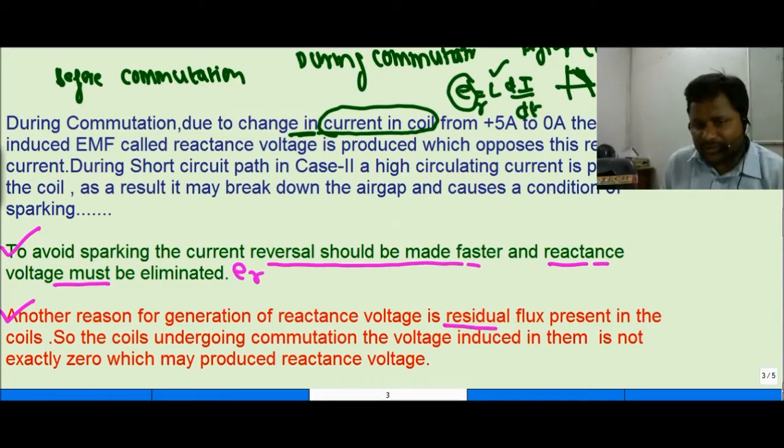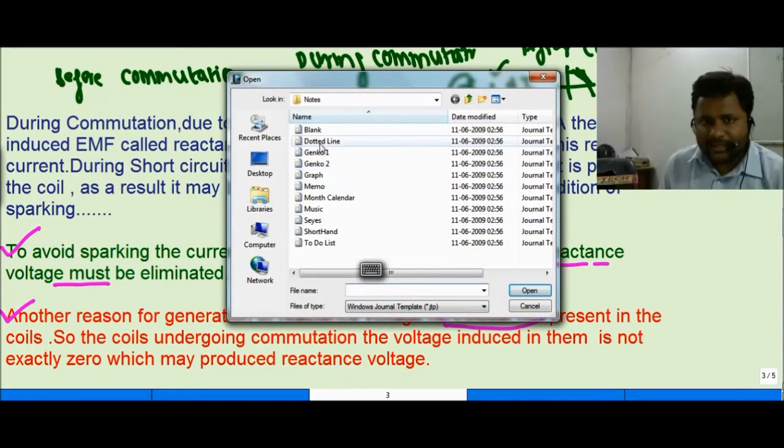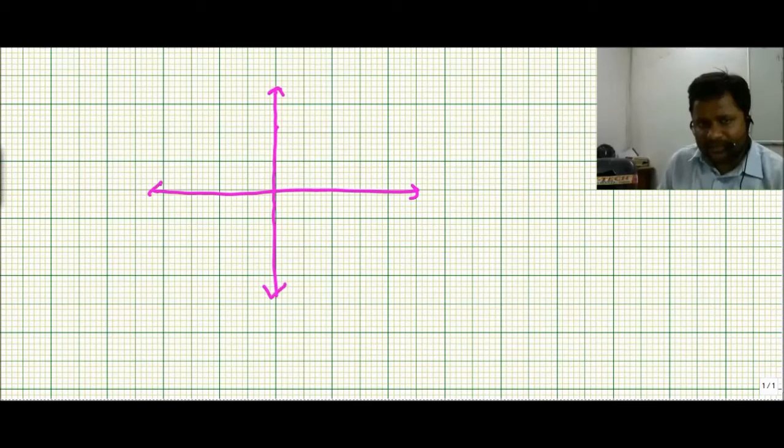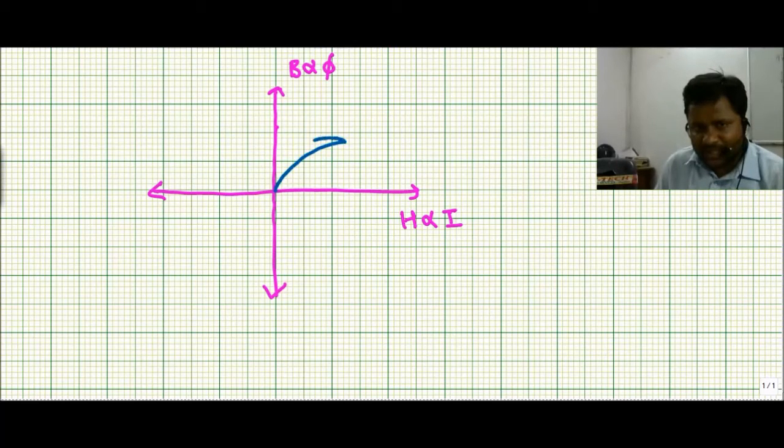What do you mean by residual flux? It can be understood by considering the graph. We have to understand the BH curve. The magnetic field intensity is proportional to the current, and the flux density is proportional to the magnetic field. If the current increases, the flux increases, and if the current decreases, it follows the curve in this fashion.